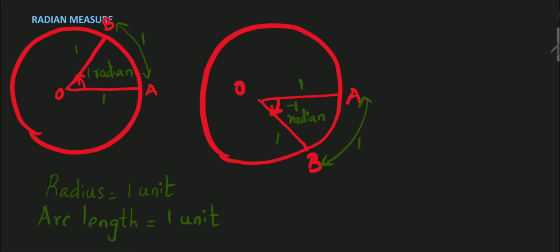Similarly, for radian measure, in a unit circle, if an arc length of 1 unit subtends an angle, that angle is called 1 radian. Just as mentioned above, anything that is in the clockwise direction is called a negative radian. Anything in the counterclockwise direction will result in a positive radian.